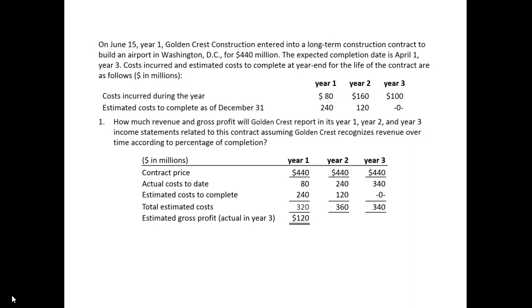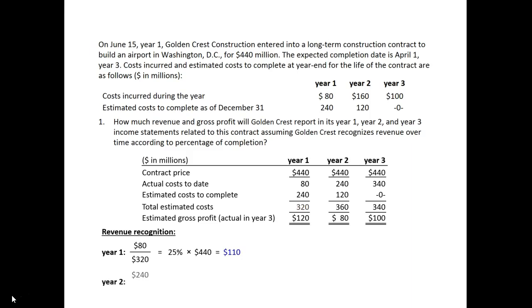So our gross profit at the end of year 1, which we would think is $120, at the end of year 2, $80, then at the end of year 3 is $100. So in year 1, we would recognize revenue of the $80 million, divide that by our total estimated cost of $320 to figure out what percent we've completed. We take that 25% times the contract price of $440 million to come up with our revenue in year 1.